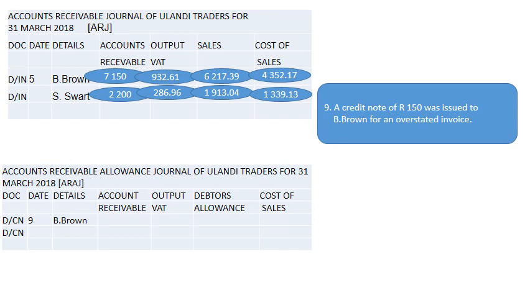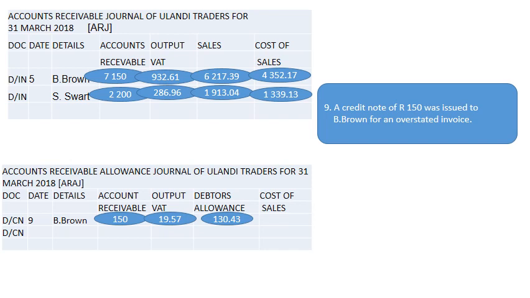It's dated the 9th. The name of the debtor is B. Brown. In the total column, we write the amount inclusive of 150. We then calculate output VAT on the inclusive amount and arrive at 19.57. Then the difference will be the debtor's allowance column.